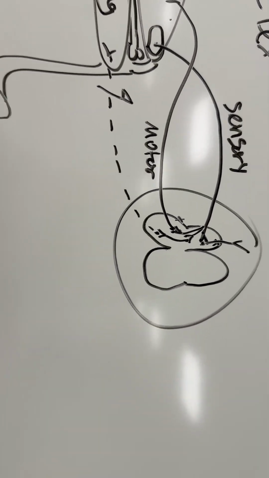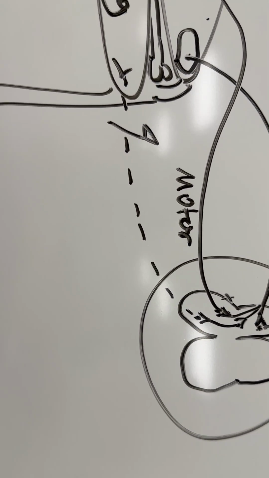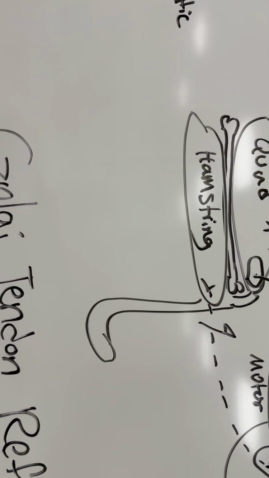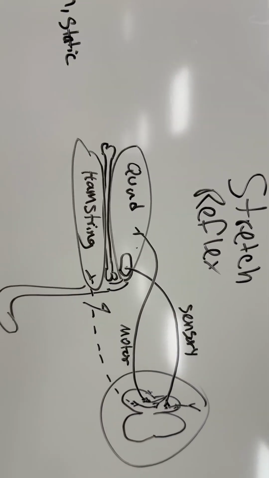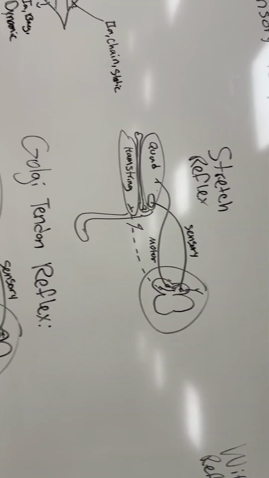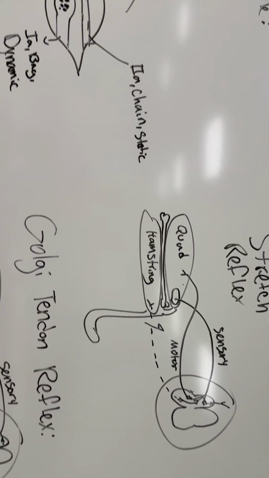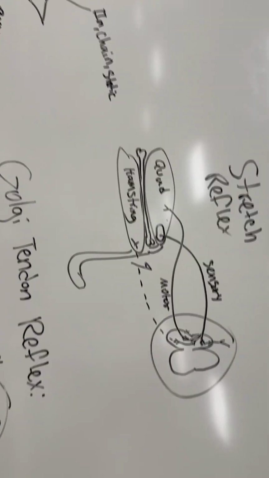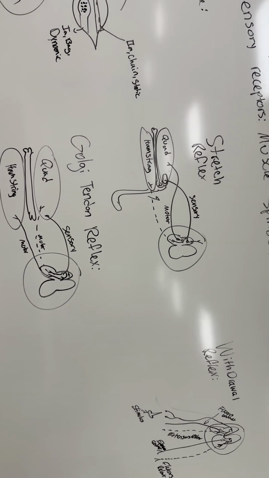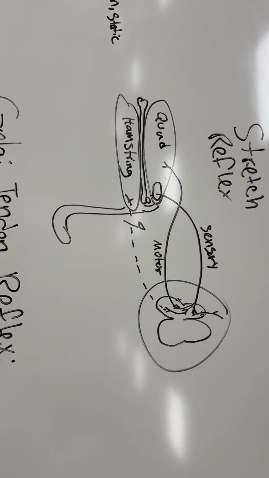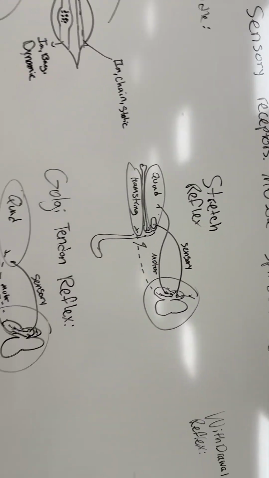And then we're also going to synapse on some interneurons here. One of those interneurons is going to be inhibitory, which is going to relax your hamstring. And then the other one is going to contract your quad. All of this happens due to interneurons because it is not under voluntary control. So you get tapped on the knee, and a sensory neuron goes to your spinal cord, which synapses on an inhibitory neuron, which is going to relax your hamstring, and then the other neuron is going to contract your quad. So that's your stretch reflex.